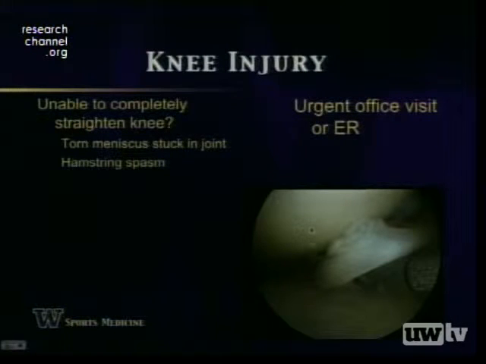This is the thigh bone. This is the shin bone down here. This piece was stuck in there so the knee wouldn't go all the way straight. Now sometimes it won't go straight just because of an injury, and your hamstrings sometimes will go into spasm. Both of those things warrant having your knee checked out fairly urgently.